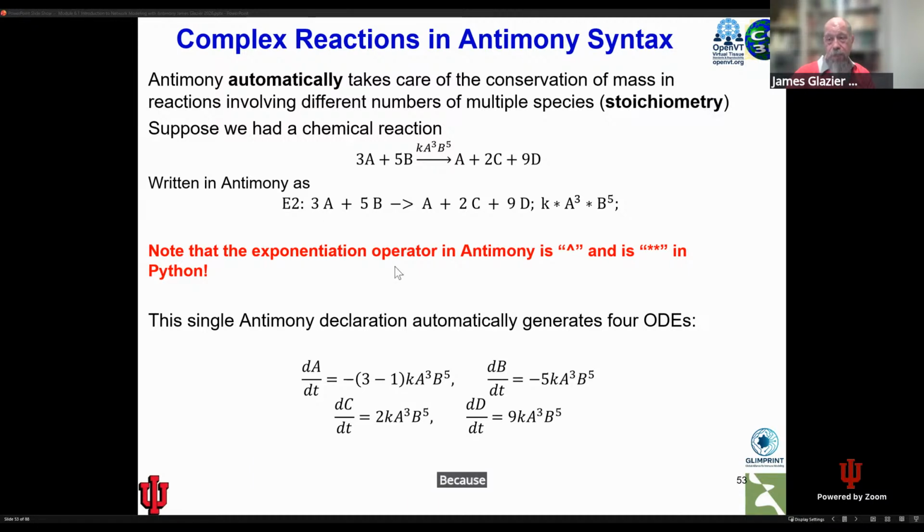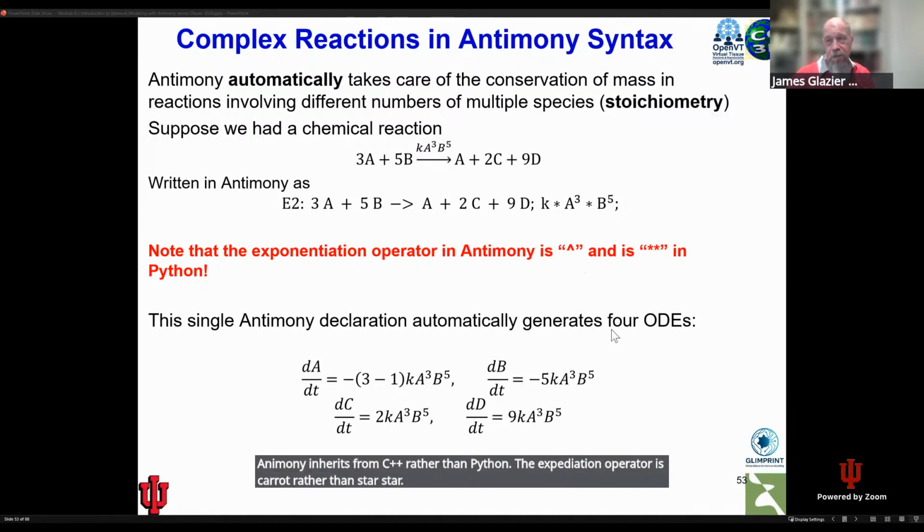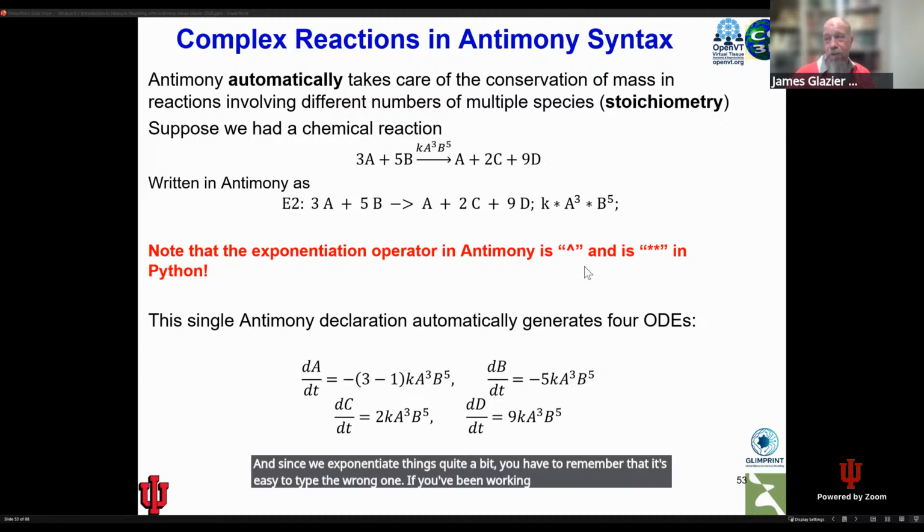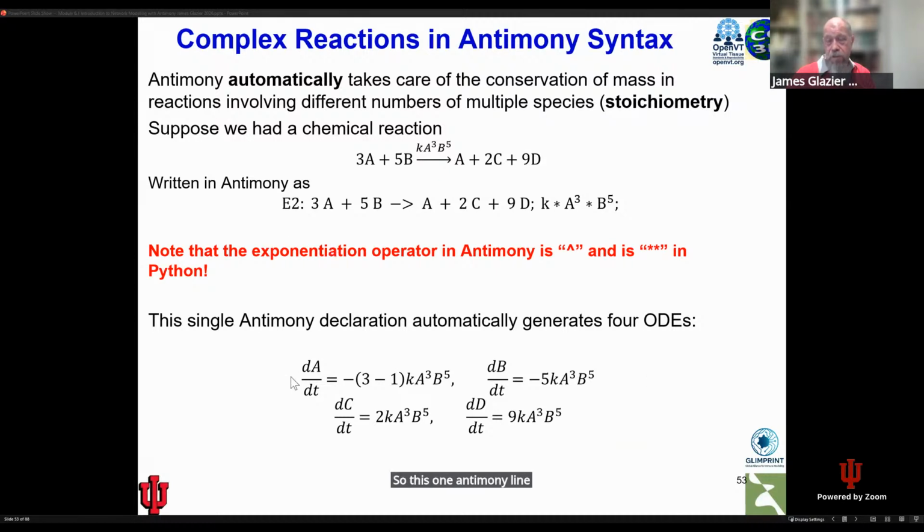Because antimony inherits from C++ rather than Python, the exponentiation operator is a caret rather than star star. And since we exponentiate things quite a bit, you have to remember that. It's easy to type the wrong one. If you've been working in antimony, you'll type caret inside of Python, which won't like it. If you've been working in Python, you'll type star star inside of antimony, which won't like it. So this one antimony line here generates 4 ODEs. So it's quite a powerful and compact syntax.